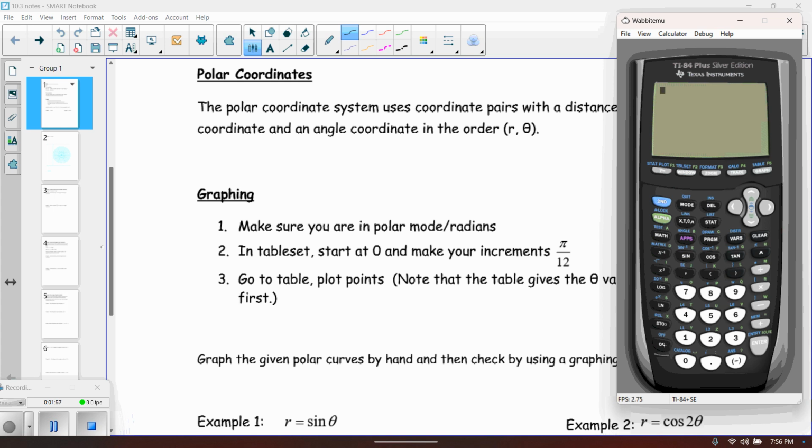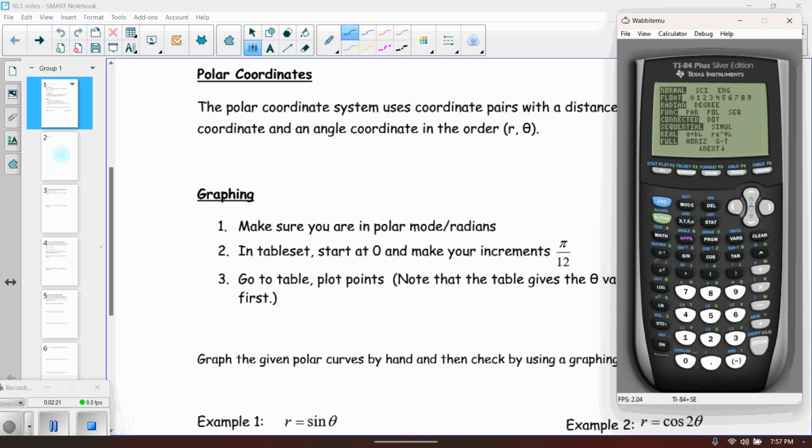Okay, so the first thing you want to do is turn it on, but you want to go to the mode, because we want to change our mode. So the mode is right up next to the blue second button right there. What you should see on your calculator might look slightly different, but for the most part, it should look similar. You should see that normally the FUNC, the fourth one down, is function. That's your typical y equals function.